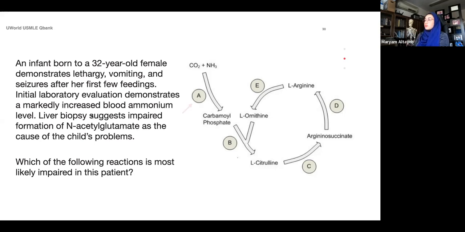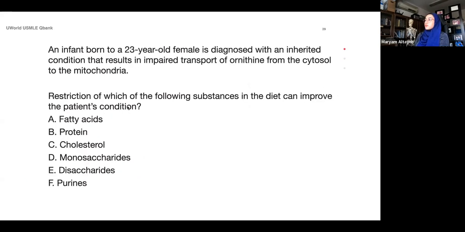Okay. Ahmad, you're talking about this question. Let me go back. So this is basically telling you that there's a defect where ornithine cannot be transported into the mitochondria. And if you remember, the first two steps of the urea cycle happen in the mitochondria. So if you can't do the first two steps in the urea cycle, that's going to decrease the amount of urea your body is able to make.